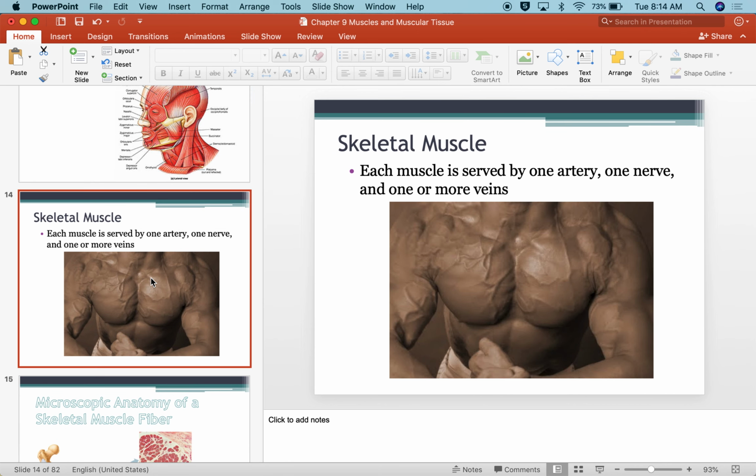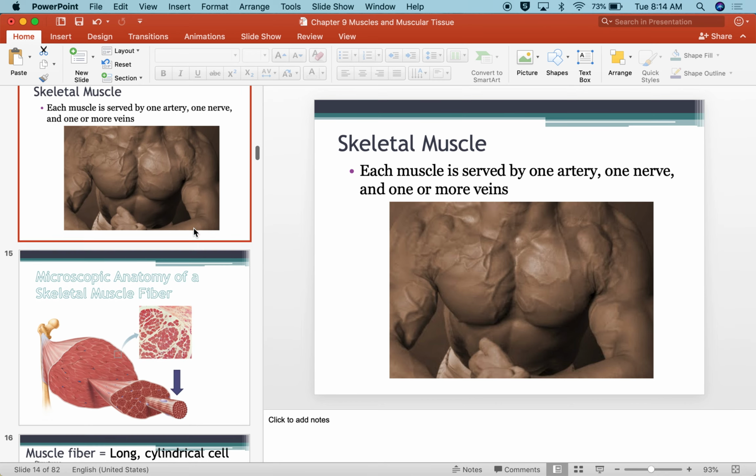So each muscle in your body is served by one artery, one nerve, and one or more veins. And you can see here on this bodybuilder, we get this veining because these muscles require more blood supply. So you're also going to need more blood return. Also, just because of dehydration and different things that bodybuilders will do, you can make these veins pop a little more and seem more obvious.